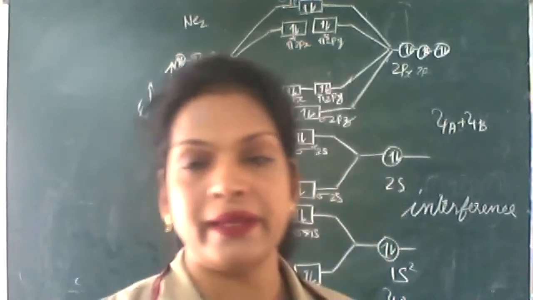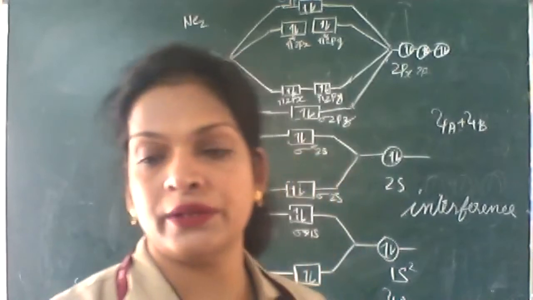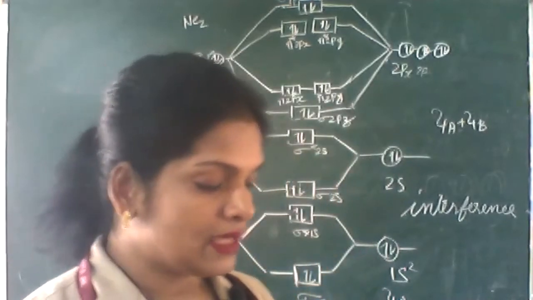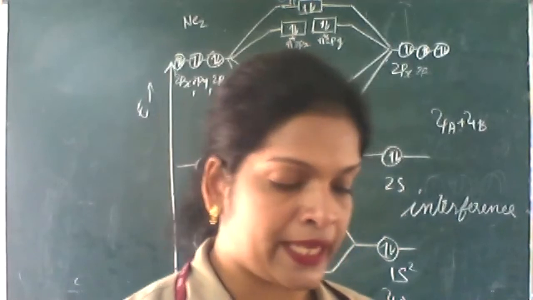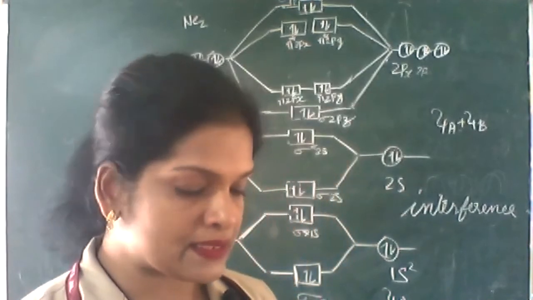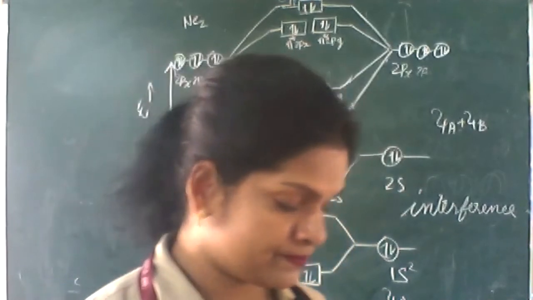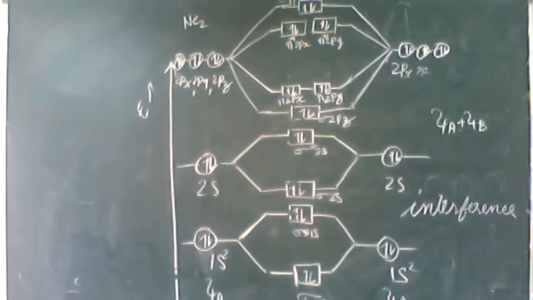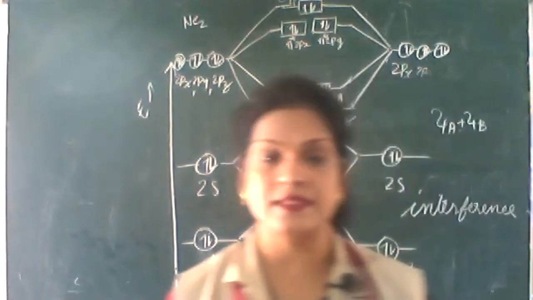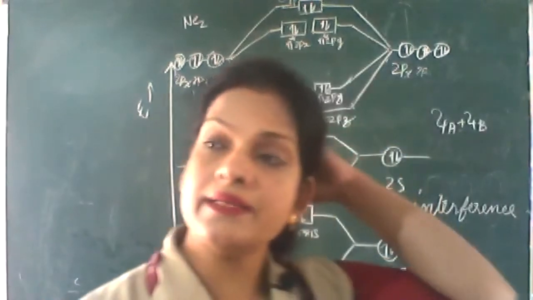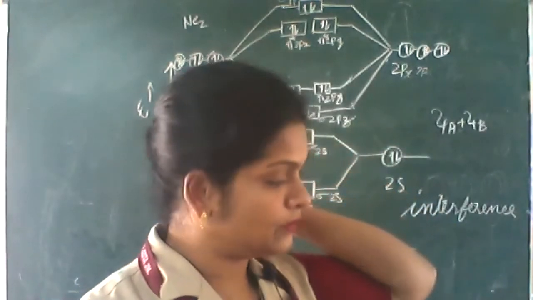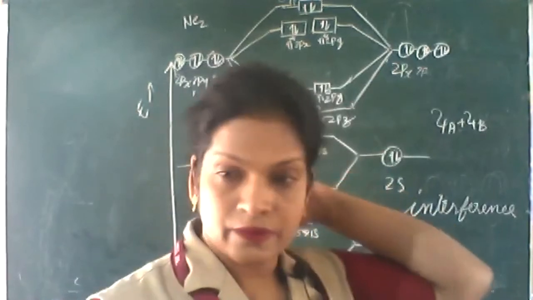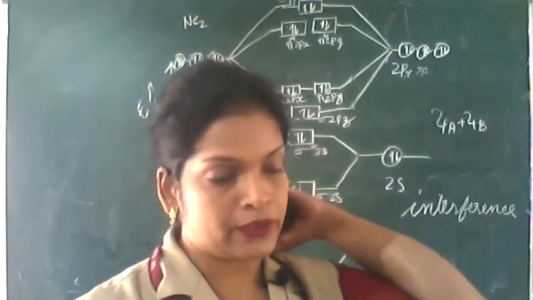Electrons present in BMO stabilize the molecule, while electrons present in ABMO destabilize the molecule.